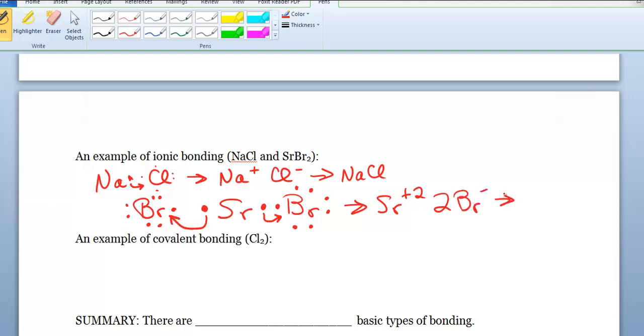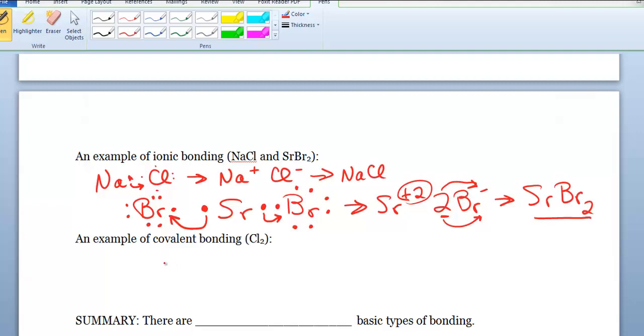And the way that I write that formula is I don't leave the 2 here, but I use it as a subscript. So the formula for that compound would be SrBr2. Strontium has a +2 charge, and I've got 2 -1 charges, and the -1 charge times 2 is -2, so +2 -2 adds up to equal 0. So this is the actual formula for strontium bromide.